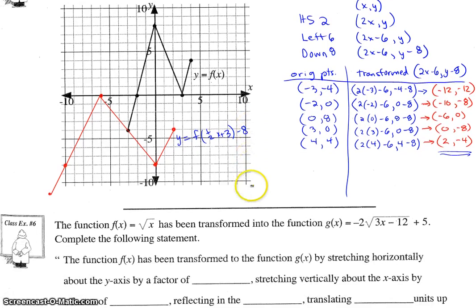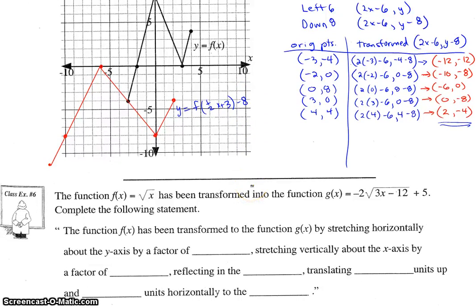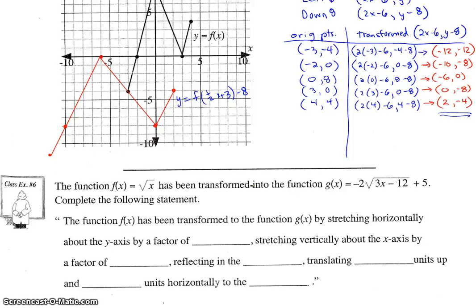Example 6. Our last example: the function f of x equals the square root of x has been transformed into the function g of x equals negative 2, and so on. Complete the following statement. Okay, so first of all, always keep your eyes open for this. This is a trick guaranteed to be on our tests as well as the diploma. See that 3? If we want it in that standard form that they give us a hint about on the last question, that 3 needs to not be immediately in front of the x. Because guess what? The translation here is not right 12. So you need to factor that out.